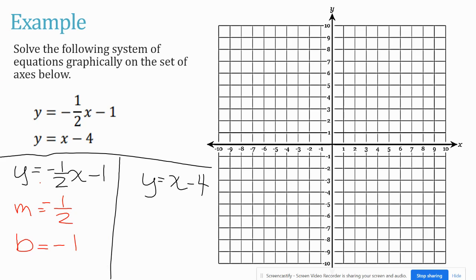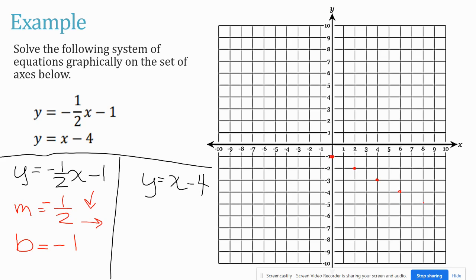So I'm going to graph this line first. I'm going to go to where y is -1, put a point right there, and then the slope is negative, so we're going down 1 to the right 2. So down 1 to the right 2, down 1 to the right 2, down 1 to the right 2.